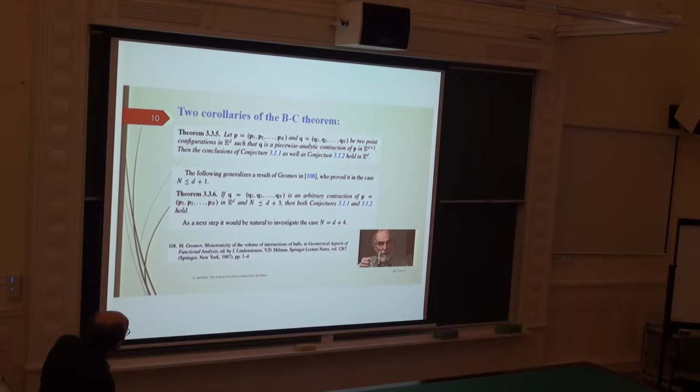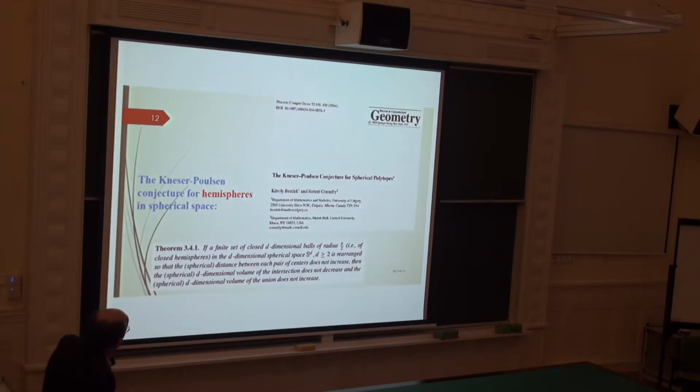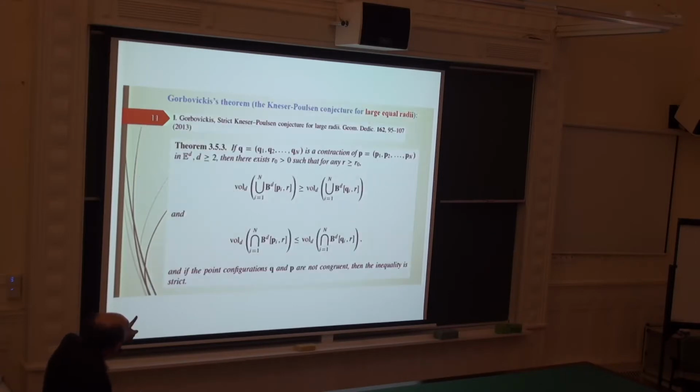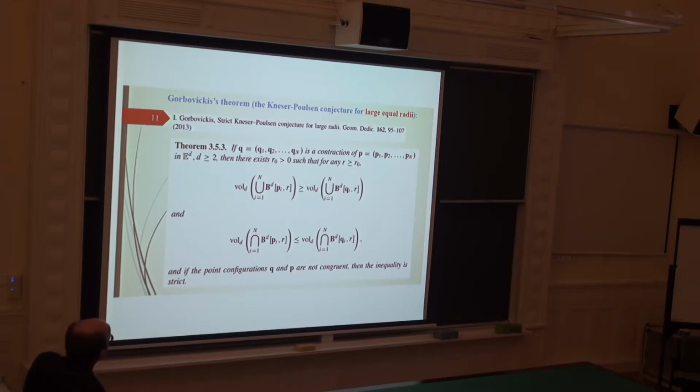Now, what else should I mention here? There is this very nice, quite recent paper from 2013 by Igor Gorbovitsky, which says that one could shorten the claim in this form: the Kneser-Poulsen conjecture holds for large equal radii. So his theorem says this.